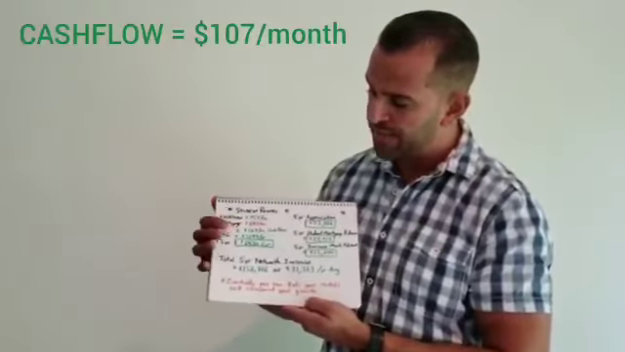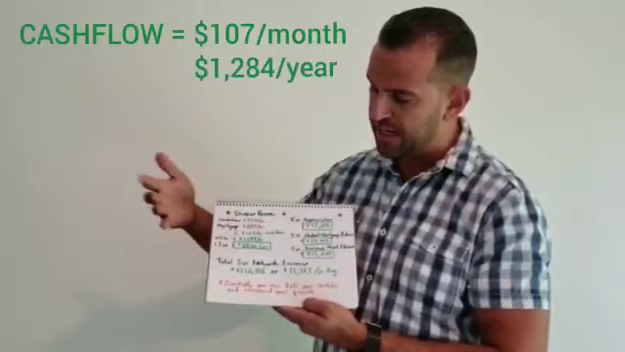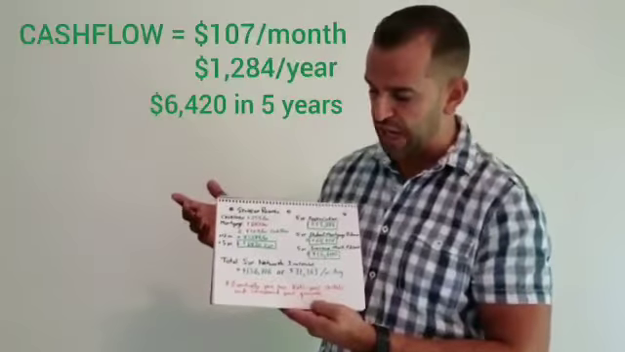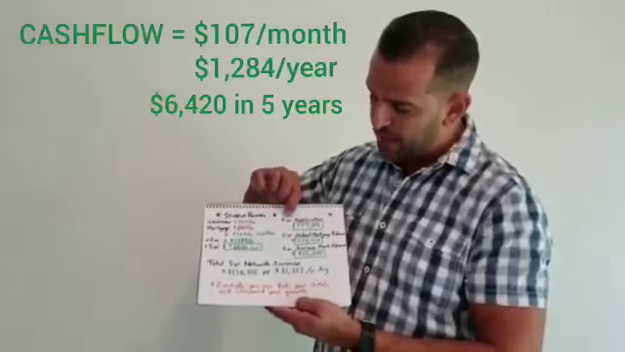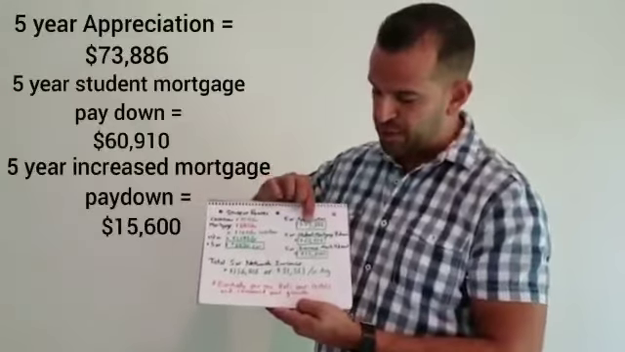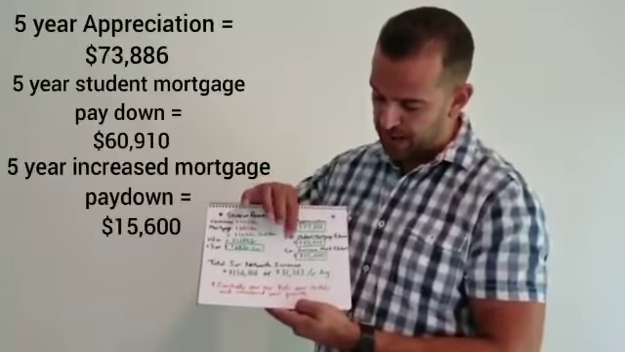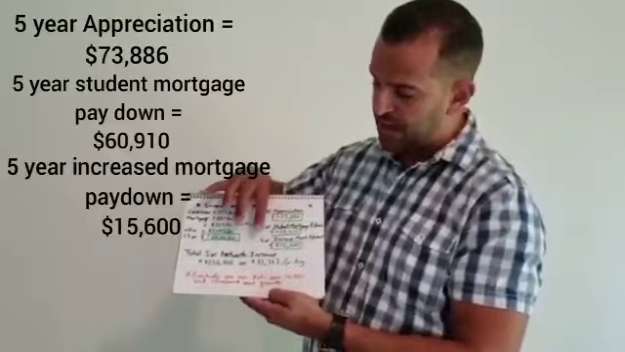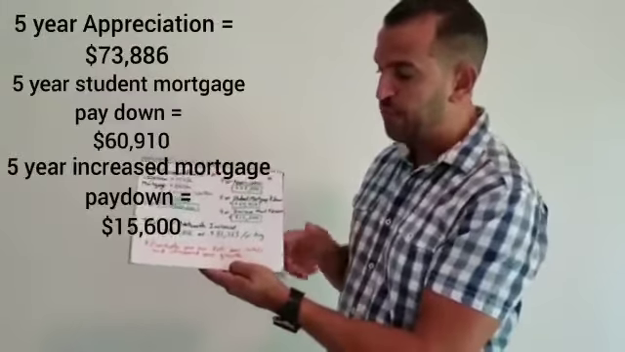Okay, $107 a month cash flow is $1,284 a year. Over 5 years, it's just over $6,400 in cash flow. And again, now we've got our 5-year appreciation. Okay, so the 5-year appreciation, $73,000 and change. 5-year student rental mortgage pay down, $60,000, and the 5-year increase in mortgage pay down.